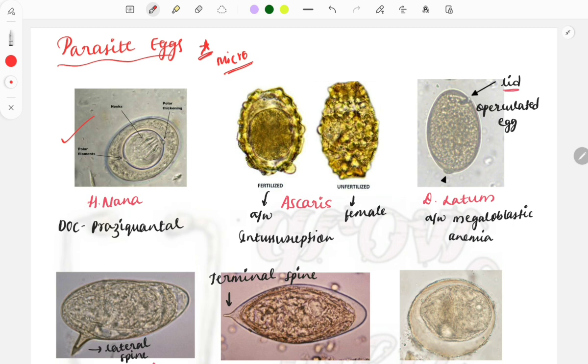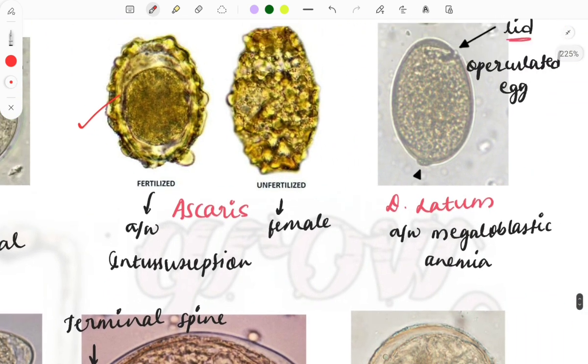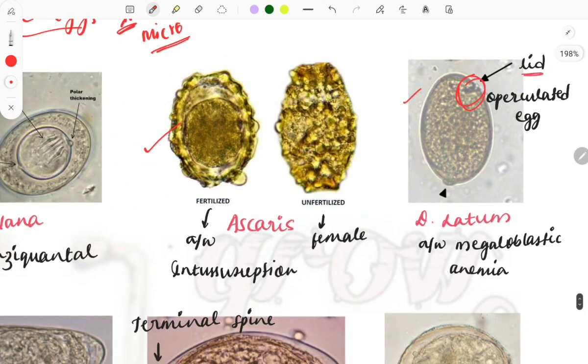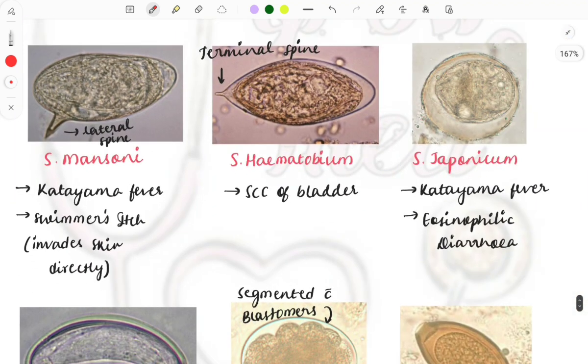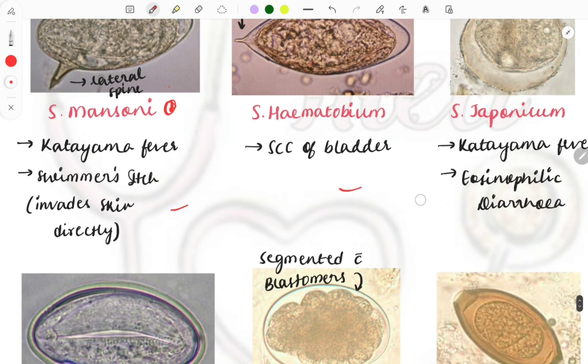So this first image is the H. nana egg. Then second is Ascaris. So 2 types of eggs, unfertilized and fertilized. Then this is the egg of the D. latum, and the differentiating factor is this lid which is present. Then the spine. So with the spine, you can also come to know which it is. So all these 3 are for schistosomiasis. Mansoni, it is lateral. Haematobium, it will be having a terminal spine, and Japonicum does not have any spine. Okay, so these are the diseases which they will be causing.